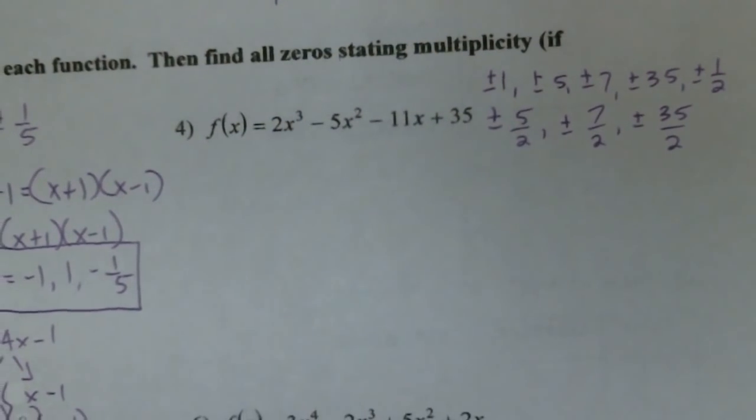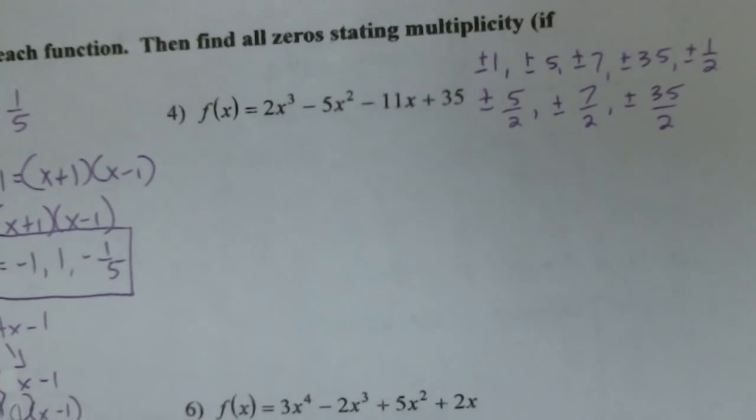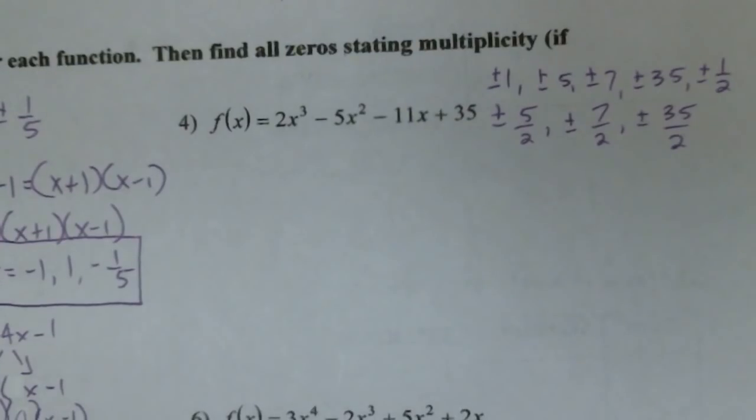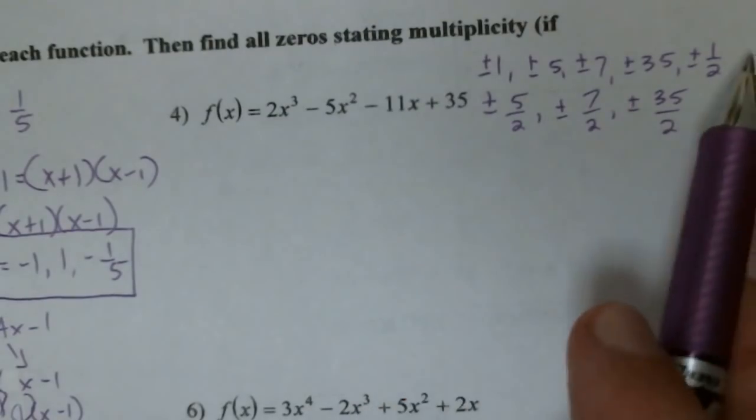Manish, really? Why do we have to write out all of these possible zeros if I can just go to my calculator, look at the graph, and see where it crosses the x-axis? And guys, for the most part, you're right. But you'll notice here, I've got some wacky numbers here.